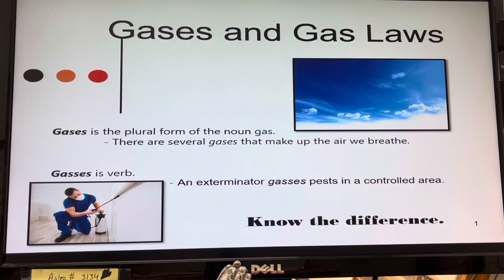The first one is the one that we will use, and that is the plural form of the noun gas. An example would be there are several gases that make up the air we breathe. One S in the center. For some reason, students like to put two S's in the center, but that's a verb. For example, the exterminator gasses pests in a controlled area. So please know the difference.